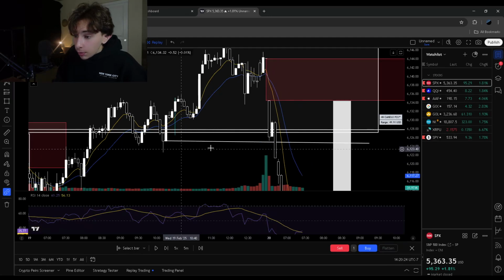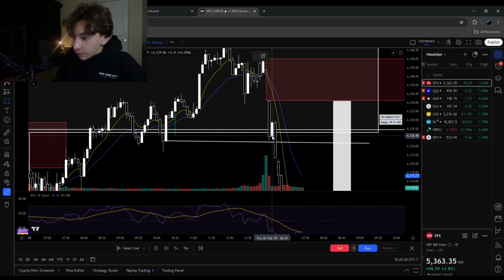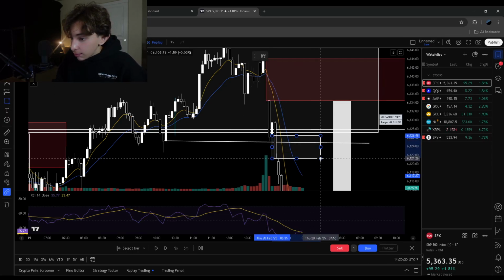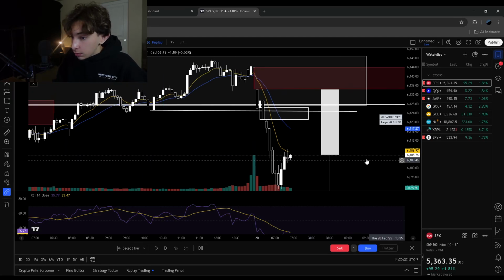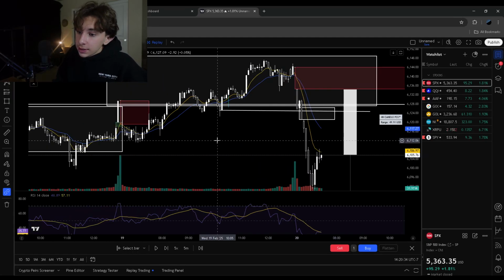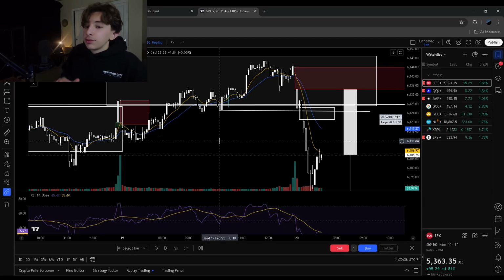Anyway, market structure shift, you have displacement. What does it cause? It causes an imbalance right there. If you guys can tell, we have a fair value gap. Boom. We have an imbalance. That means a strong candle. We already know that.